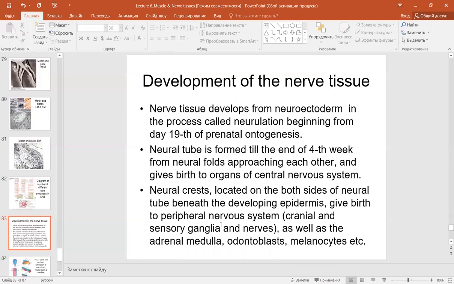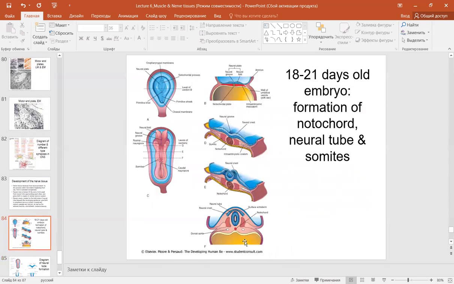Development of the nerve tissue. Nerve tissue develops from neuroectoderm in the process called neurulation, beginning from day 19 of the prenatal ontogenesis. The neural tube is formed by the end of the 4th week from neural folds approaching each other and gives birth to organs of the central nervous system. Neural crests located on both sides of the neural tube beneath the developing epidermis give birth to the peripheral nervous system, cranial and sensory ganglia and nerves, as well as the adrenal medulla, odontoblasts, melanocytes, etc. These are cells wandering from the neural crest.